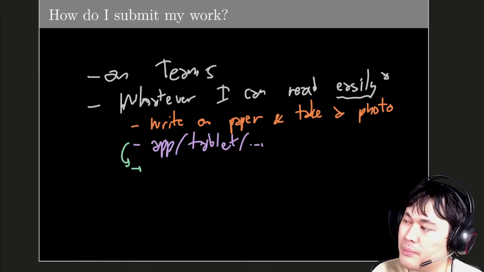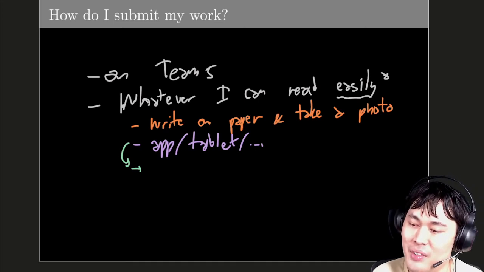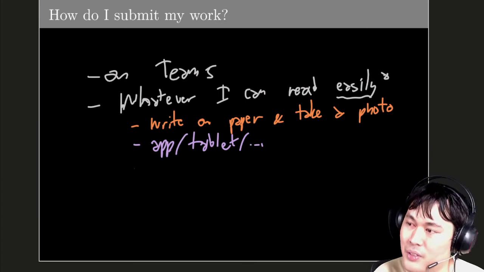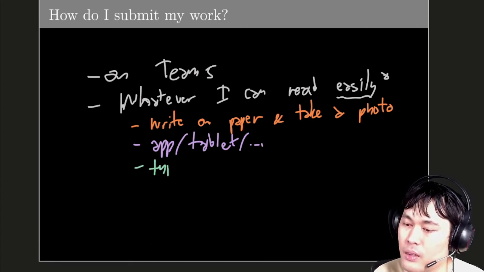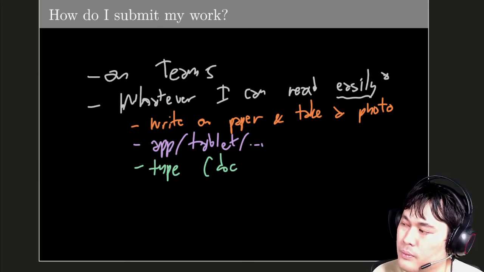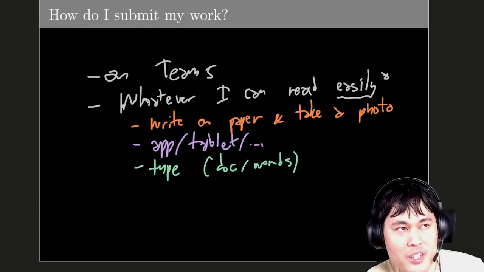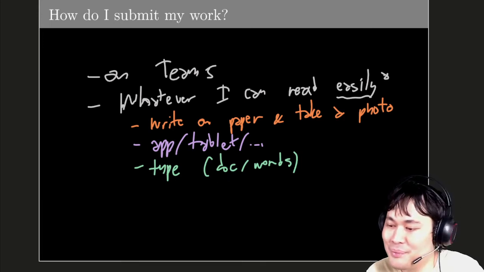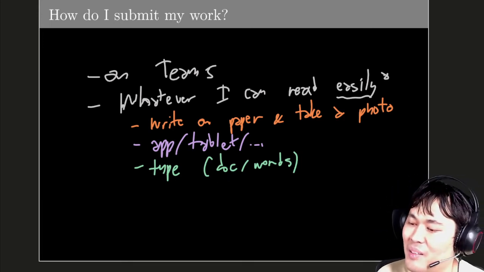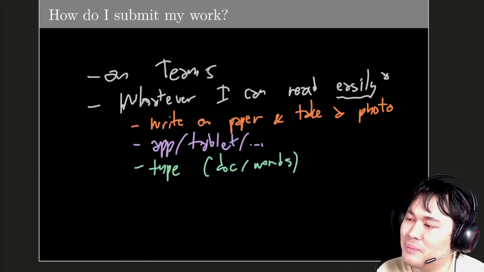And whatever you use, you just submit it on Teams. And there are some requirements or requests. Oh, the third option also is you can type on Docs or Word. We use Docs for Google, we use Word for Microsoft. I'm not sure why they are competing and have to make different words. But yeah, you can type and submit them.